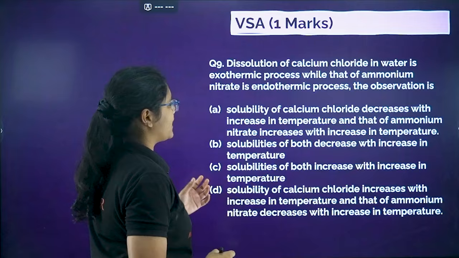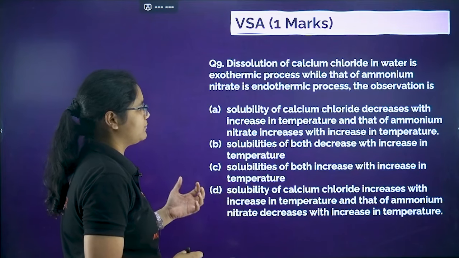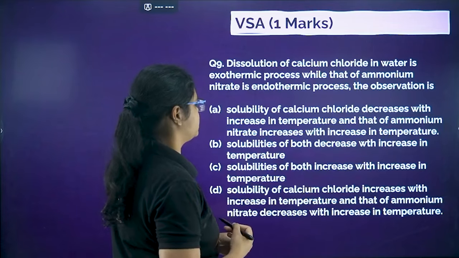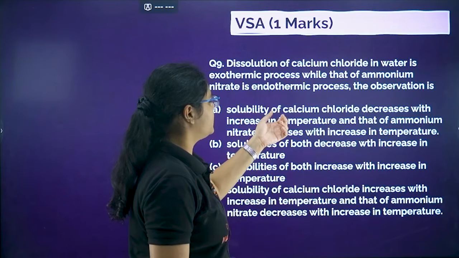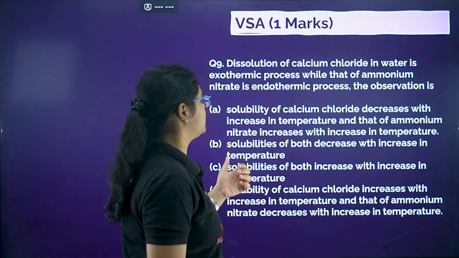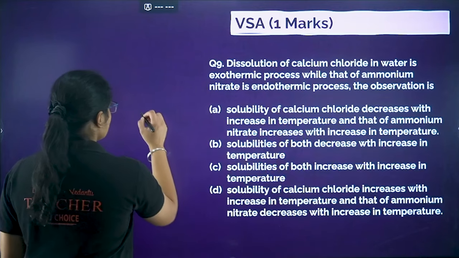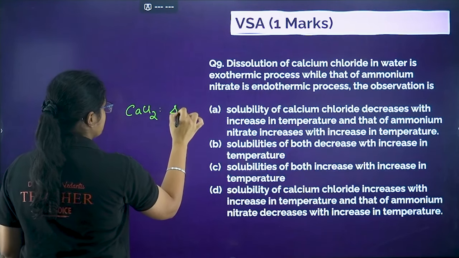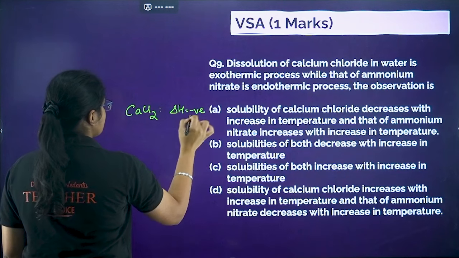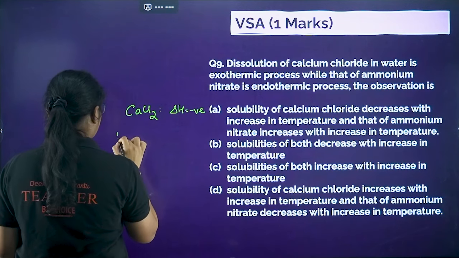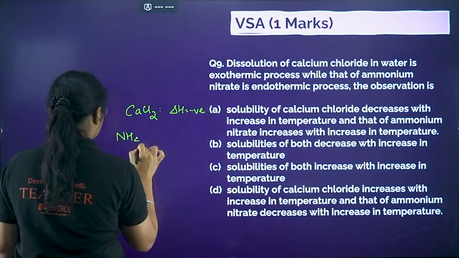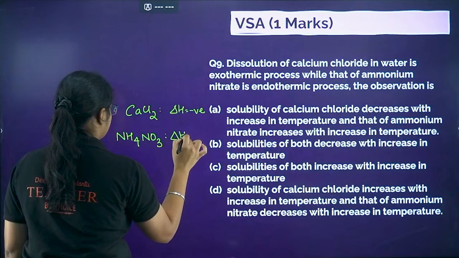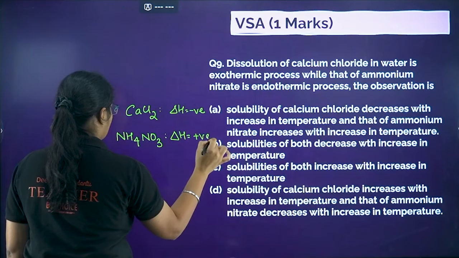Next, dissolution of calcium chloride in water is an exothermic process, while that of ammonium nitrate is an endothermic process. The observation is solubility of calcium chloride decreases with the increase in temperature. Okay, so let us first write down the calcium chloride one. What is its nature? It is exothermic. Delta H is negative here. And for ammonium nitrate, here the delta H value is positive.